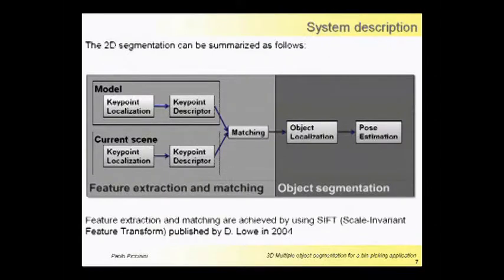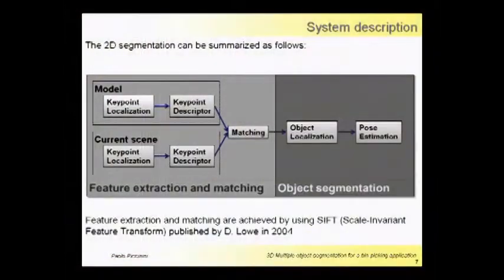The 2D segmentation is divided in feature extraction and matching, and object segmentation. The feature extraction and matching is based on SIFT, that is a well-known algorithm developed by Lowe in 2004, and the object segmentation is composed of object localization and pose estimation.